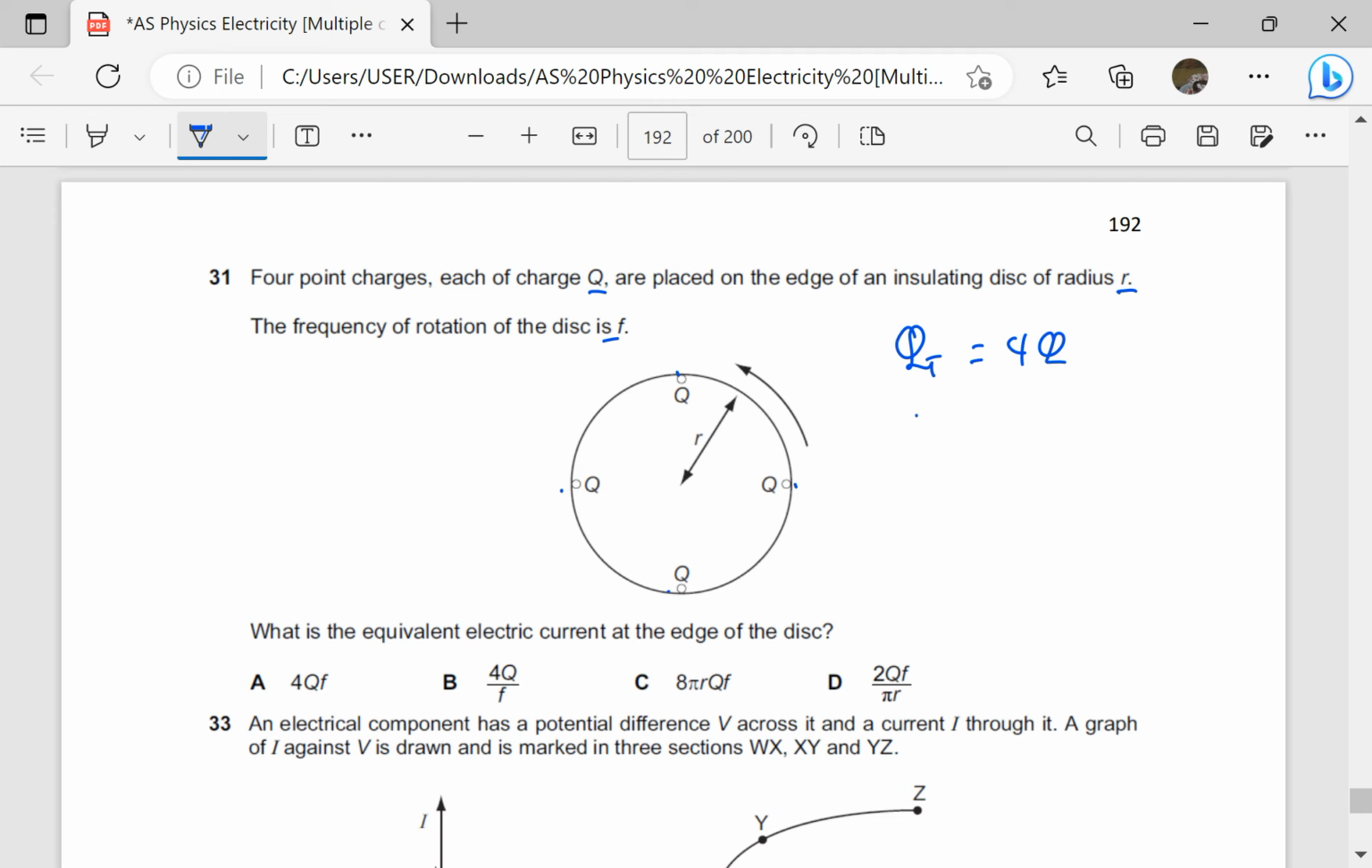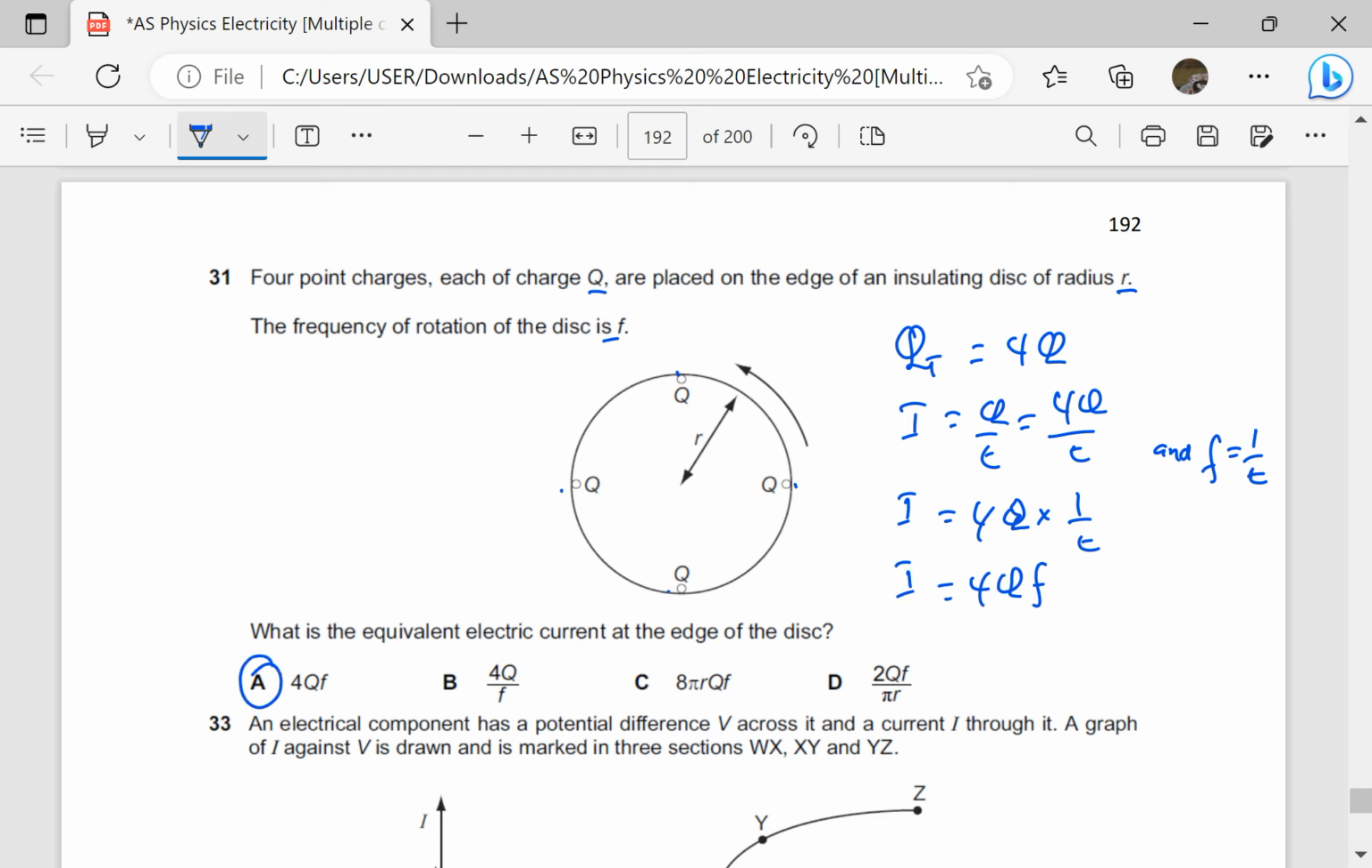What is the equivalent current? Current is equal to charge over time. So total charge is going to be 4Q divided by T. So current is equal to 4Q times 1 over T. And we know that frequency is going to be 1 over T. So it means current is going to be 4Q times F. So the answer is going to be A.